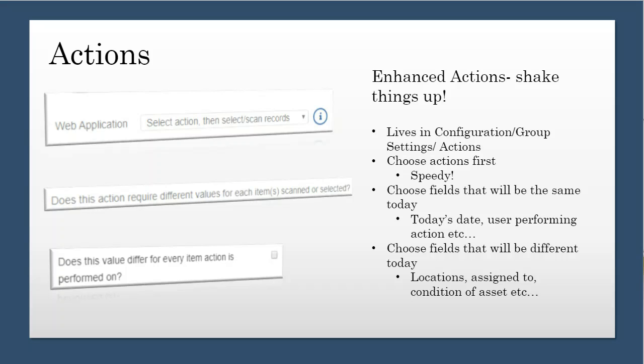Enhanced actions also allow you to choose blanket fields that will stay the same across multiple items. So if we're moving multiple things to a single location, or assigning it all to the same person or updating a condition, rather than having to reselect that information over and over and over, we can pick it once, lock it in, and just continue working.